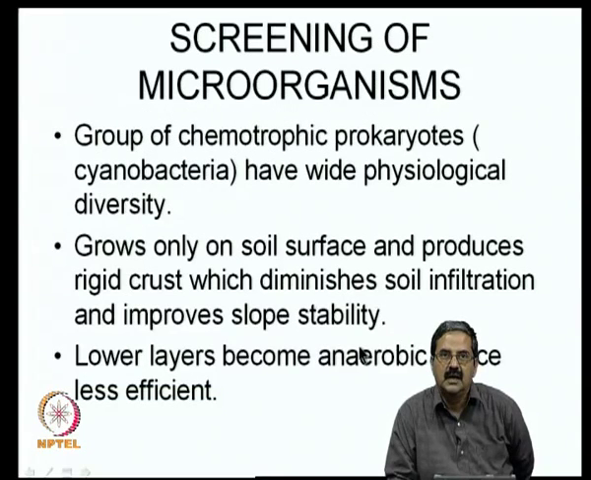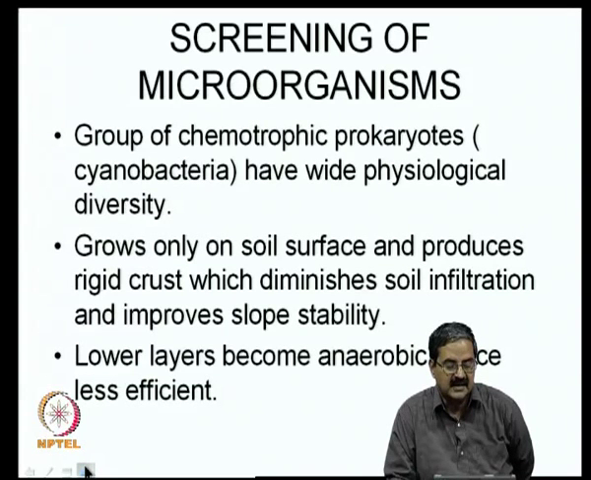Then screening of microorganisms. You need to identify the group of chemotrophic prokaryotes which have wide physiological diversity. Growth only on soil surface produces a rigid crust, which diminishes soil infiltration and improves slope stability. So, lower layers become anaerobic and hence less efficient.